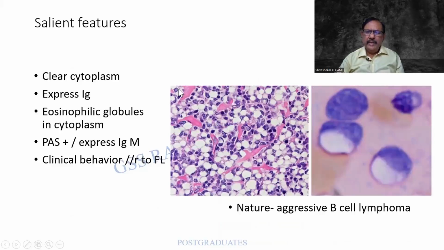The salient features again of a signet ring cell neoplasm, in this case lymphoma, is a clear cytoplasm which we are seeing. Excess production of immunoglobulin. After all, its basic function is to produce immunoglobulins. There can be eosinophilic globules in the cytoplasm, which can very well be mistaken for mucin. PAS is again positive. It can express IgM, and the clinical behavior is similar to that of a follicular lymphoma.